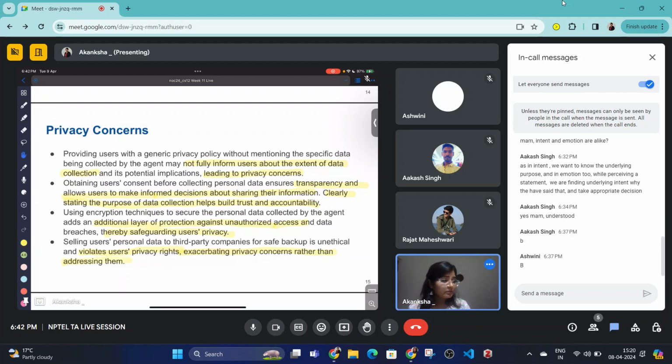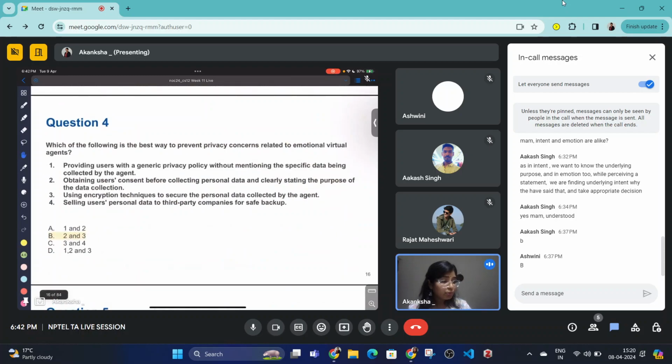So only 2 and 3 are. So this one is not. This is correct. This is okay. So 2 and 3 are okay.